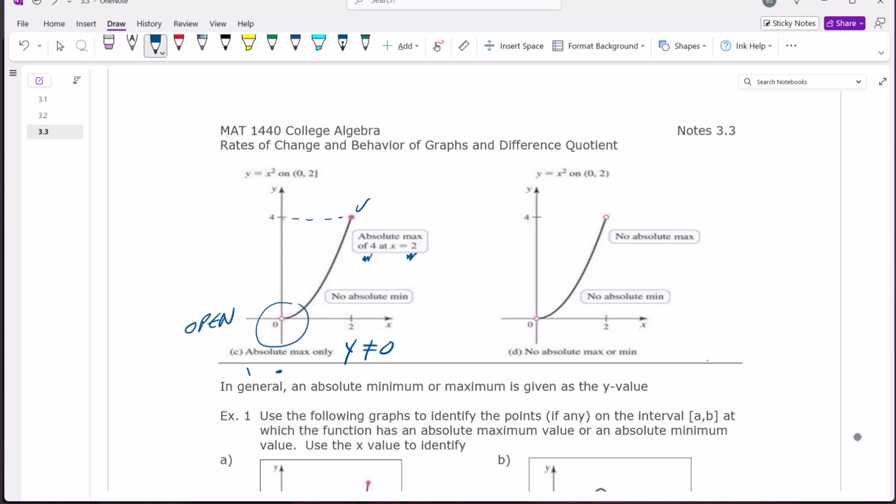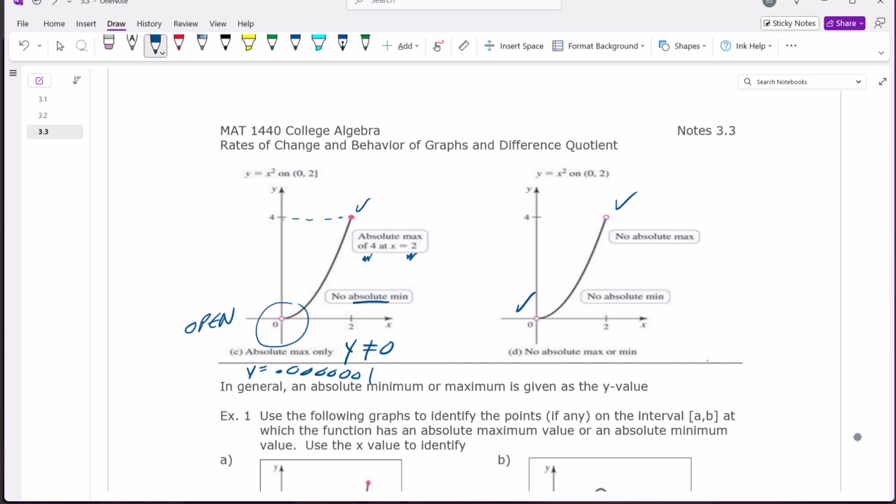So y could be something like 0.000001, but it could get even smaller than that. You could just keep adding zeros before the 1, but you will never reach a definitive y value. You're getting close to 0, but you're never reaching it. That's why there's no absolute min. So if there's an open bubble, that's not a point, and since that's not a point on a graph, that cannot be a min or a max. Same thing occurs on the next example.